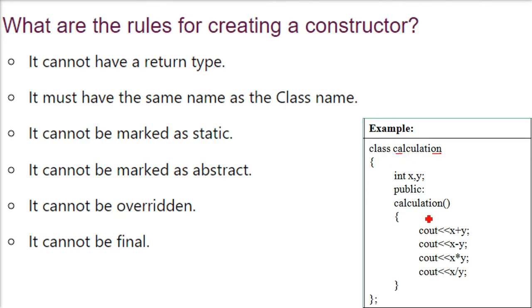Now the constructor will be of the same name as the class. So if you see here, class name is calculation, and the function name is also calculation. So whenever we create an object of this class, say using new or whichever memory allocation you use, when you instantiate a class, then the constructor will be automatically called.